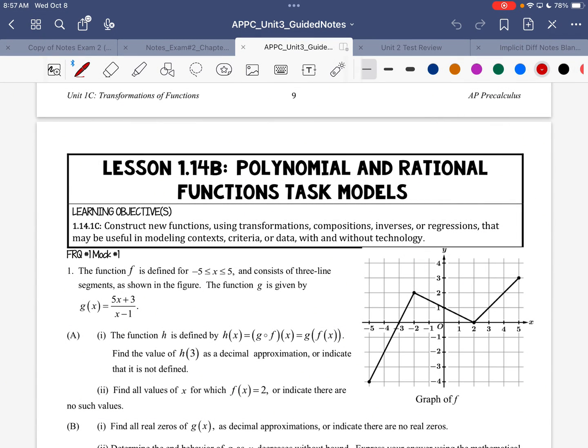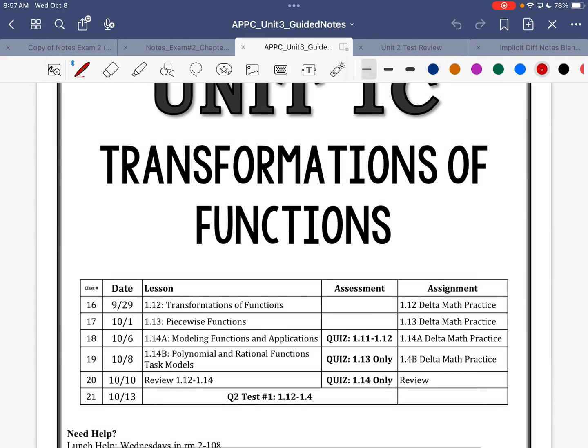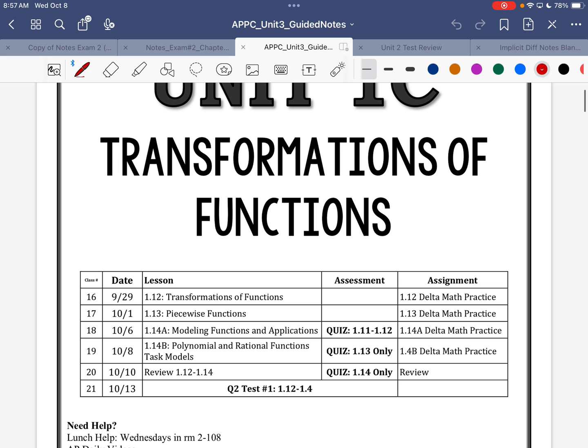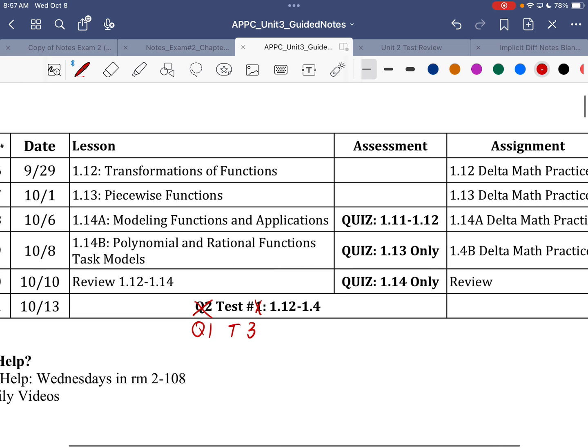Okay, so 1.14b, this is our last section. And I do want to make sure you realize that the test is quarter 1, test 3. This will count in third quarter.